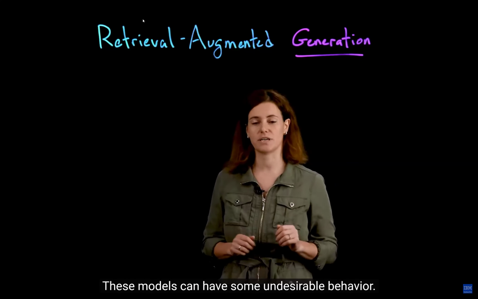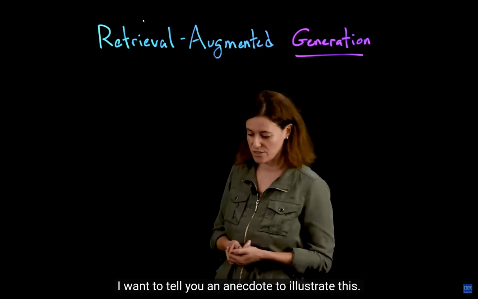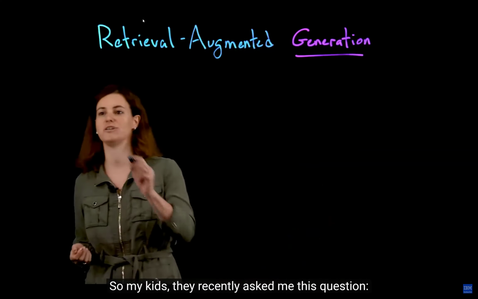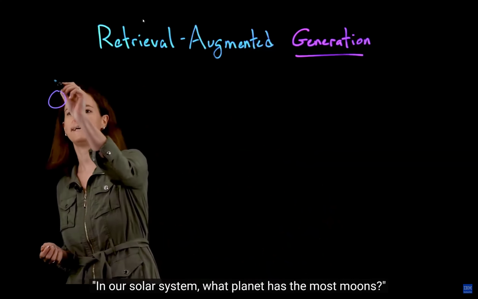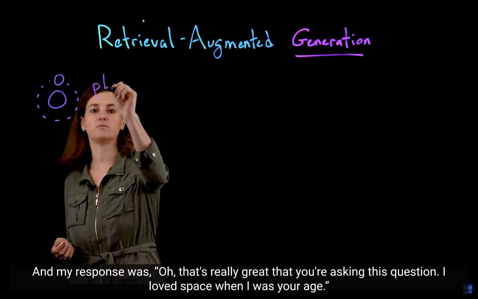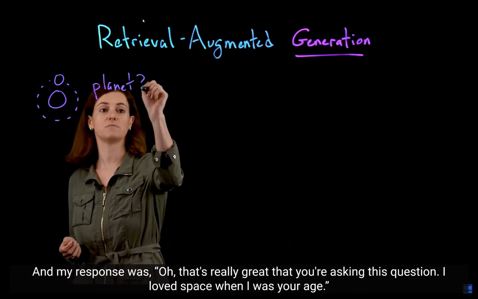These models can have some undesirable behavior. I want to tell you an anecdote to illustrate this. My kids recently asked me this question: in our solar system, what planet has the most moons? And my response was, oh, that's really great that you're asking me this question.